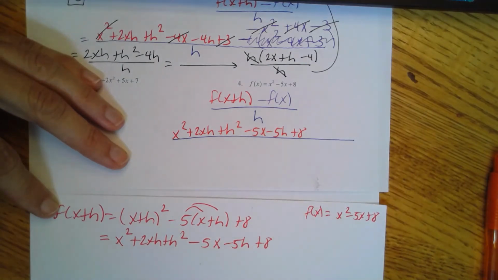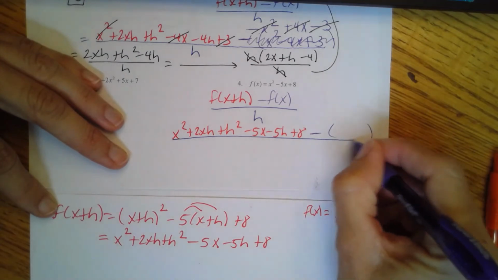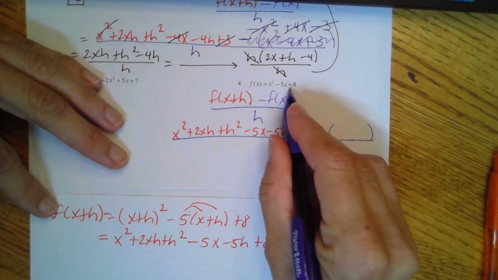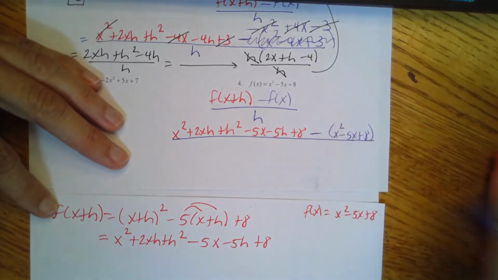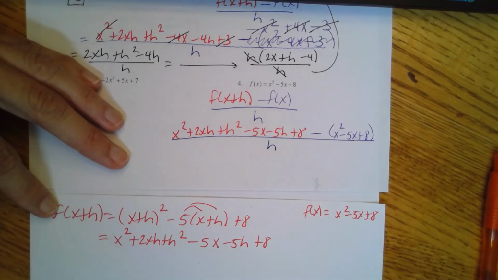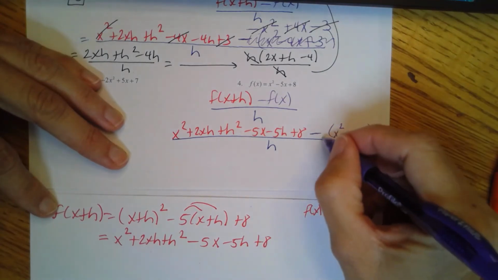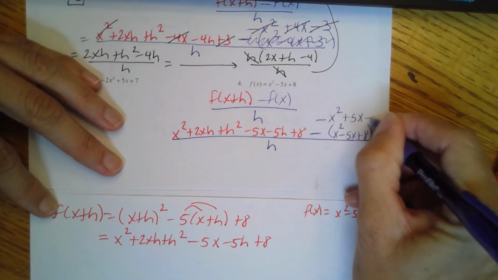is just the red part. Now I need to subtract off the original function. My original function was x squared minus 5x plus 8. So x squared minus 5x plus 8. And I'm still all over h. So could we write it? I'm just going to distribute my negative above. So negative x squared plus 5x minus 8.